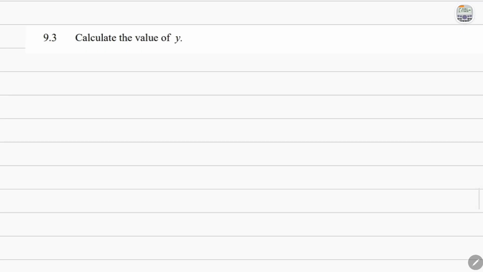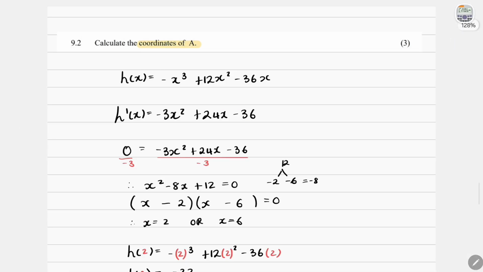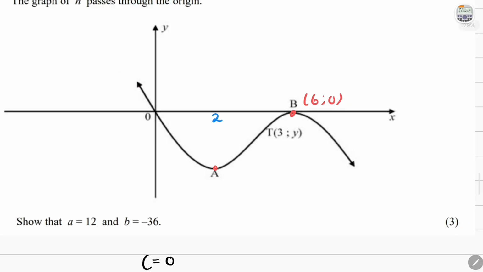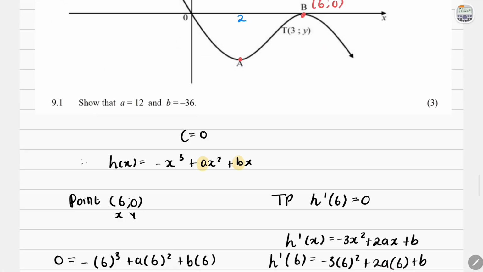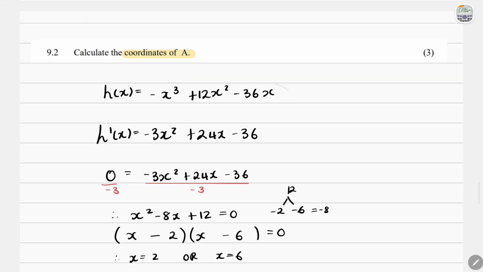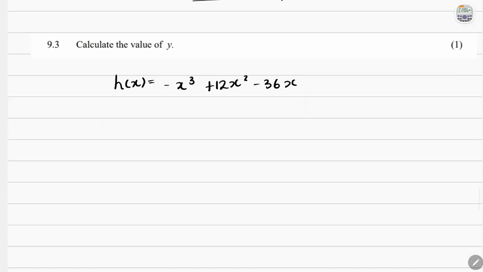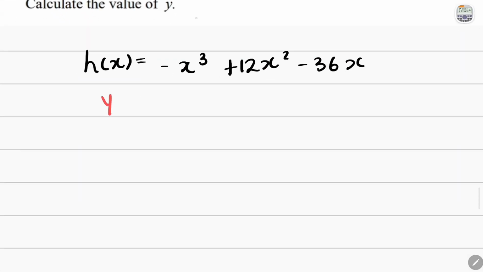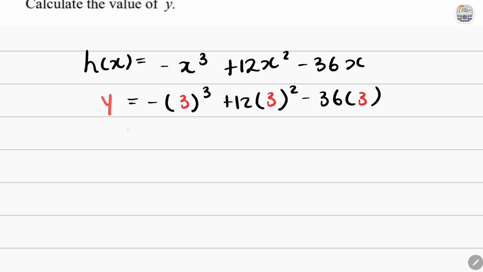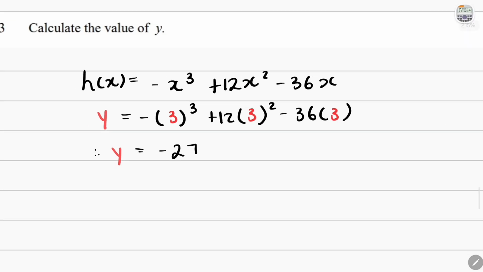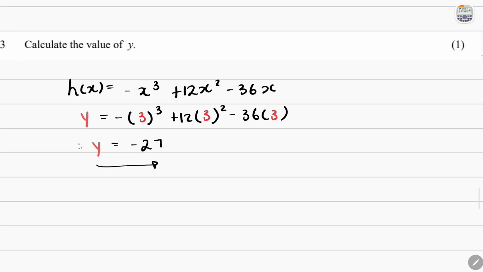Question 9.3 says, calculate the value of y. So what is y? Looking at our graph, you see that y is over here, okay? This is where the x value on this graph is 3. So just substitute that x value to get its corresponding y value. Okay, so we'll need the equation of h again, and we're going to substitute the x value of 3. So y is finally equal to negative 27. And that's all they asked for, the value of y. Moving on to the next question.